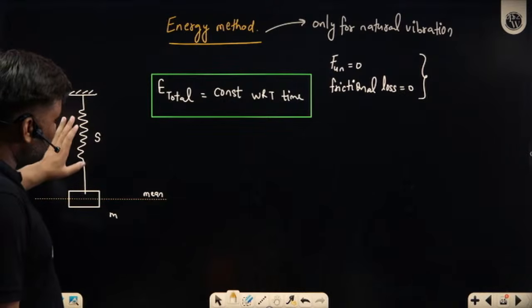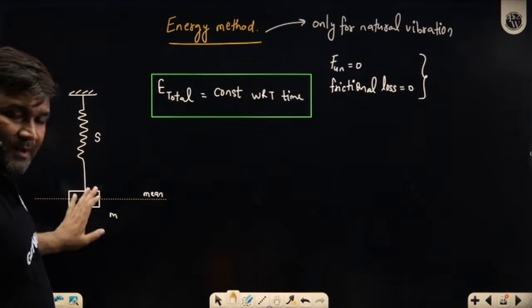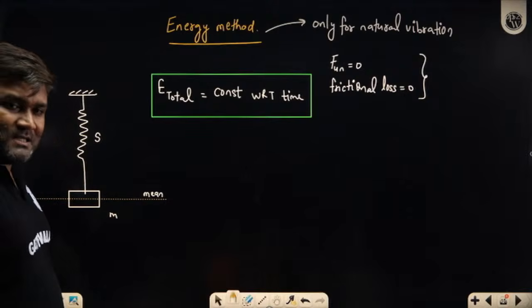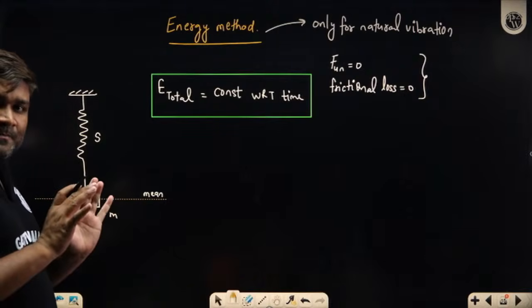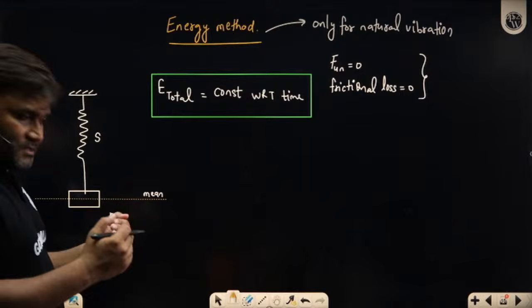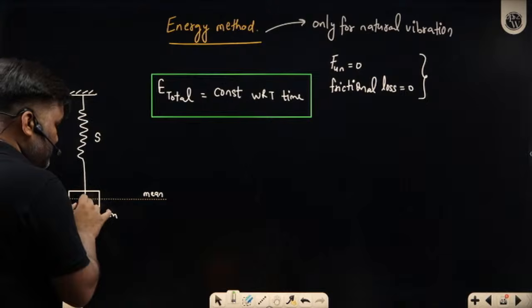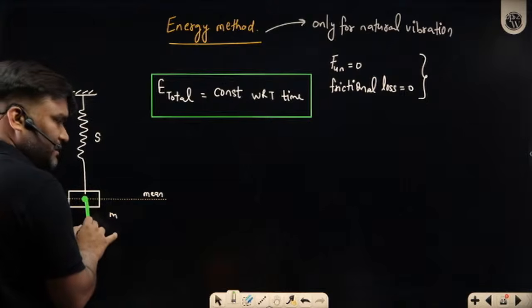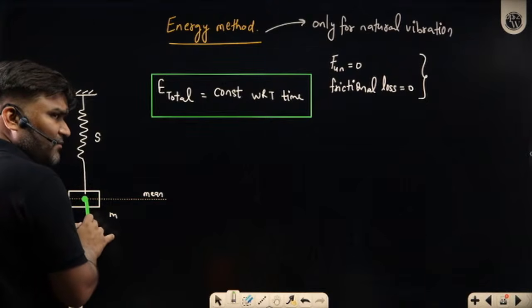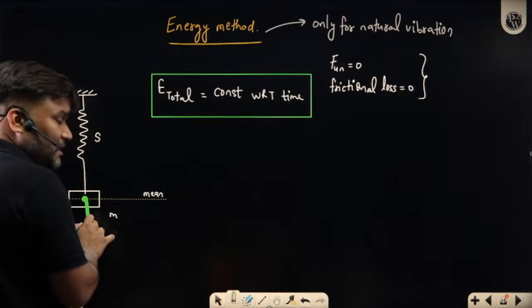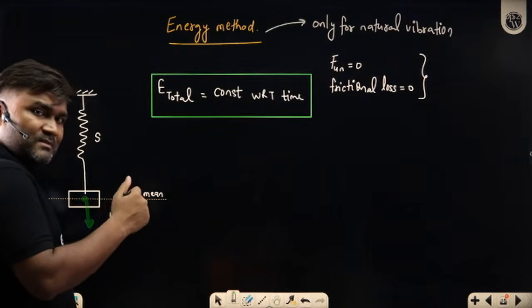Spring's stiffness is given as S, and the mass is M. This is your mean position. The system is resting here. If you disturb it a little bit and release it, then while disturbing, you have given some initial energy.